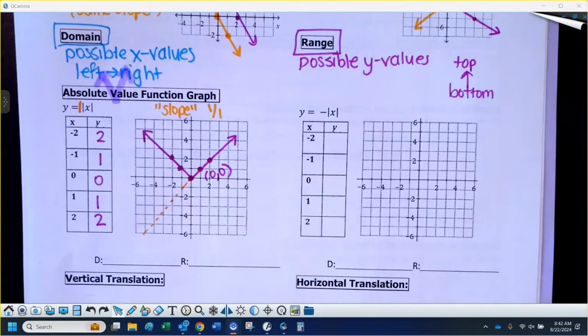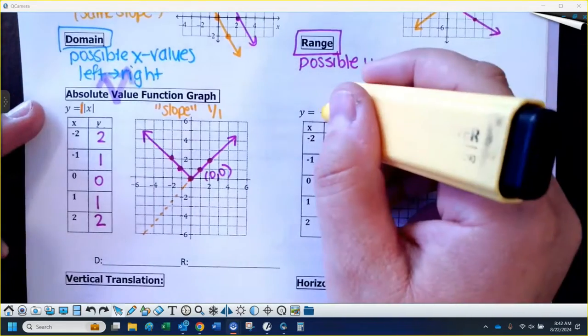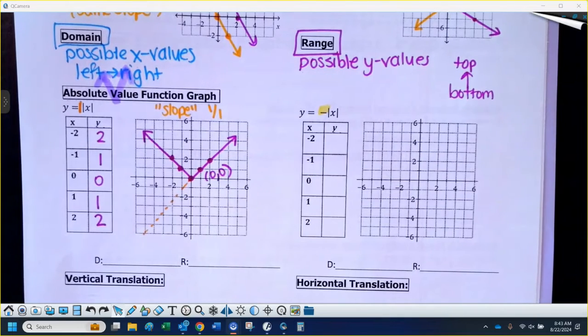Does anybody know if I mix up the absolute value and put a negative in front of that, how would that affect the graph? Like, how would it be different from the one we just did? I love your hand motion. He just said it's just going to flip it over.